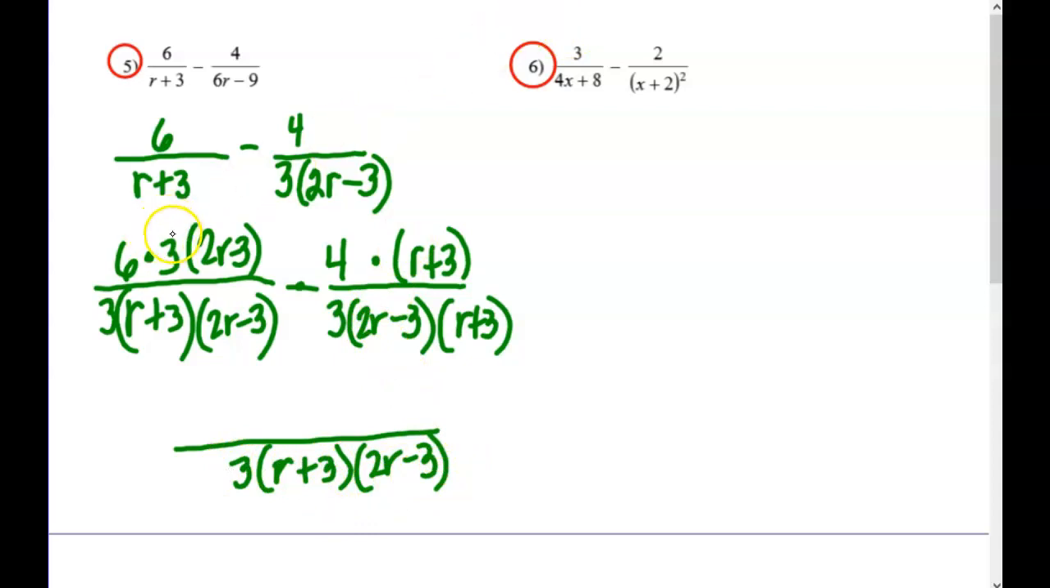Whew. 6 times 3 over here is 18, and we need to distribute that through that 2r minus 3, which I'm not happy with the way that looks. All right, if we distribute that 18, we get 36r minus 18 times 3. Somebody check me. 54 maybe? Is that right? Okay. What are we distributing next?